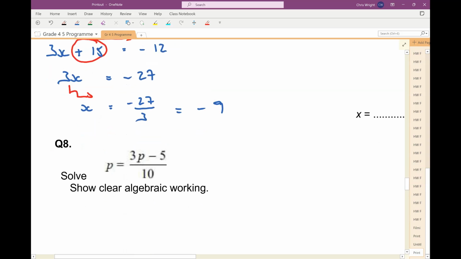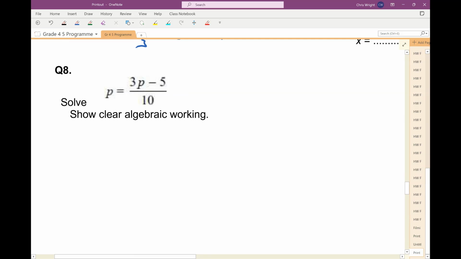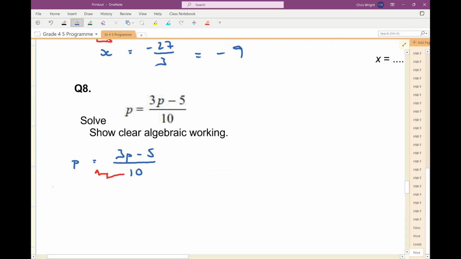Question 8. I'll tell you what I'm going to do. Well, first of all, I'll write down the question. So I've got P equals 3P minus 5 over 10. Let's start by escalating up the 10. So that's going to give me 10P equals 3P minus 5.